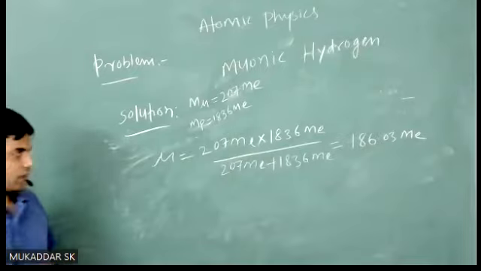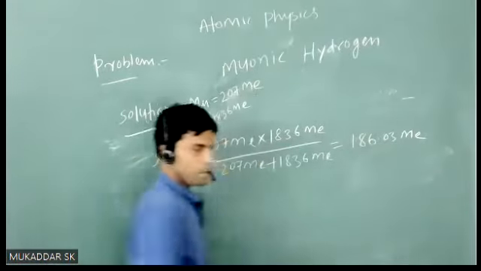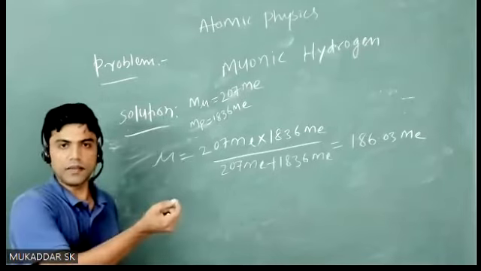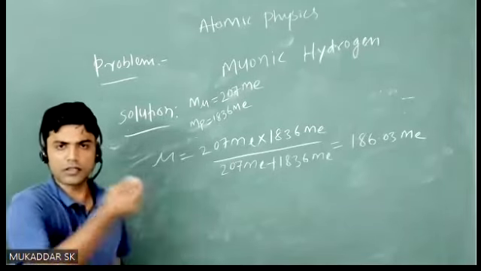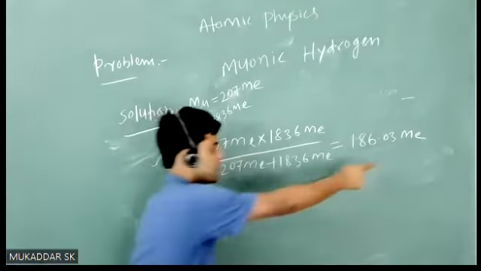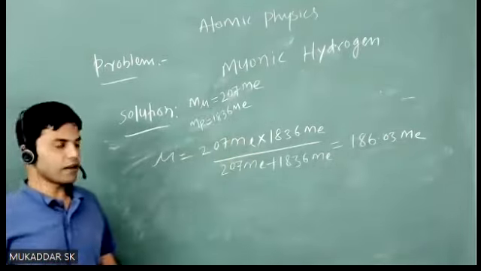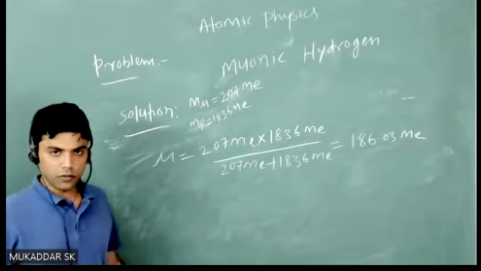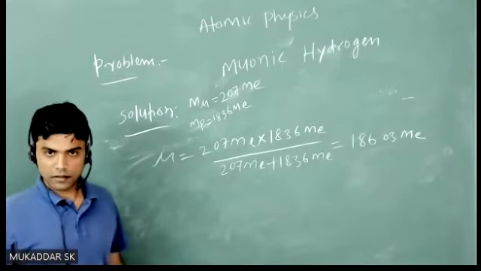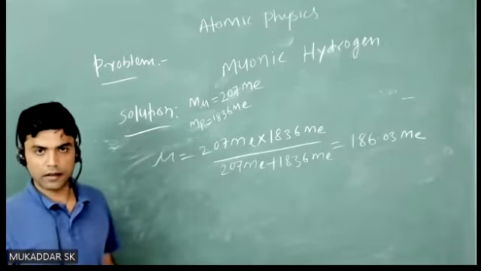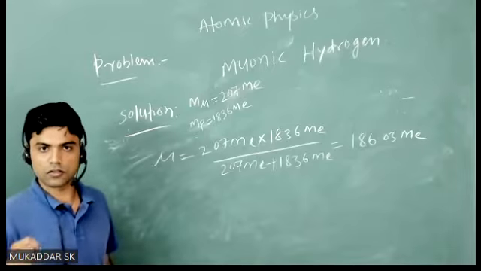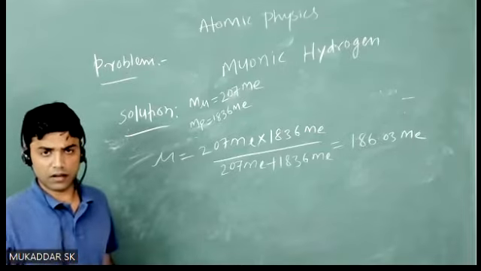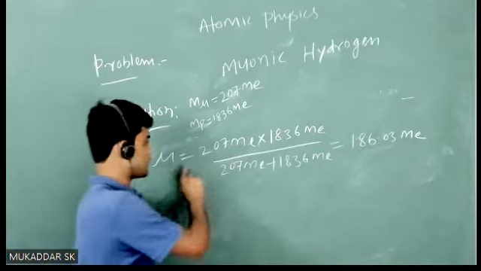And you can think how much heavier it is compared to hydrogen. For hydrogen, the reduced mass was just me, almost me. But for this system, the reduced mass is very high. It is 186 times the mass of the electron. And it is obvious because both particles have very high masses. The muon is 207 times the mass of the electron, and the proton is 1836 times the mass of the electron. That's why the reduced mass is very high.